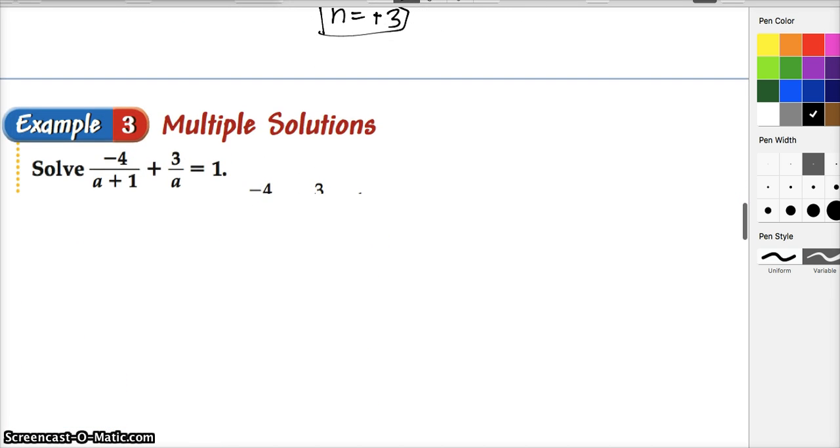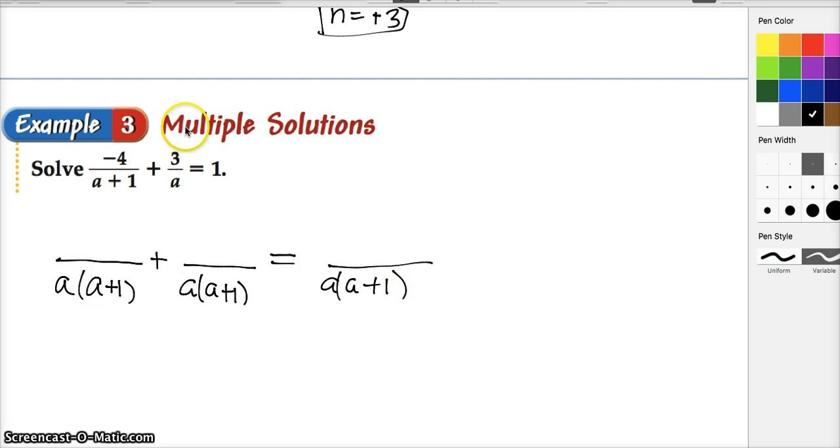So sometimes we can have multiple solutions, and it looks like I did not carefully erase those multiple solutions when I copied and pasted. So I'm just going to erase this. I don't know if those are the answers, but we'll see. Let's go ahead and do our thing. So what we would do in this situation is the same. We're going to come up with a common denominator, and it will be a times a plus 1.